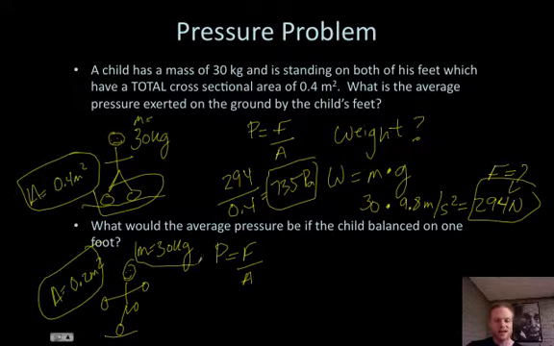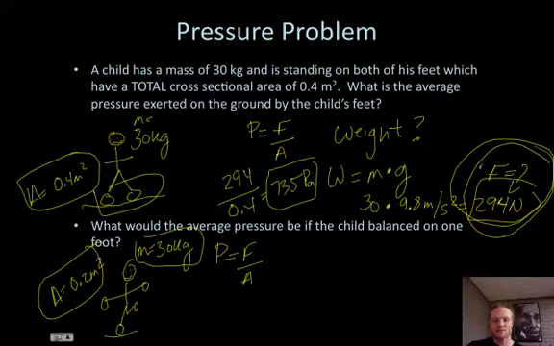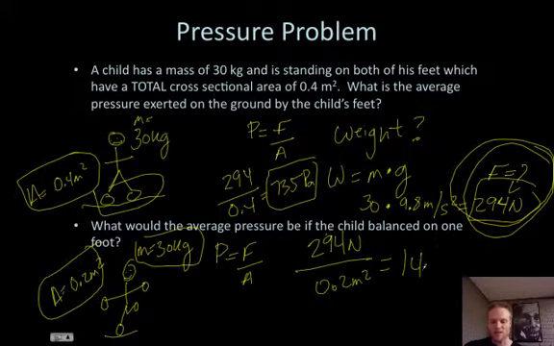Now again, I cannot use this mass as my force. I need to use his weight, which I'm just going to pull from up here. This 294 newtons is still good, right? His weight hasn't changed since he put his foot in the air. So the number is going to be 294 newtons divided by 0.2 meters squared. And if you throw that in your calculator, I get an answer of 1,470 pascals.